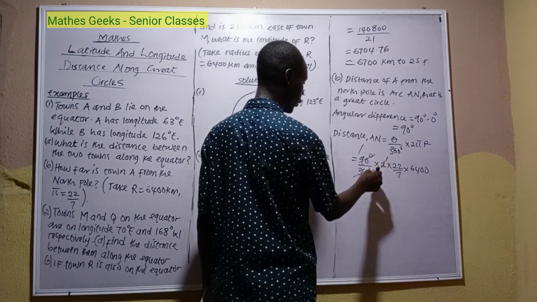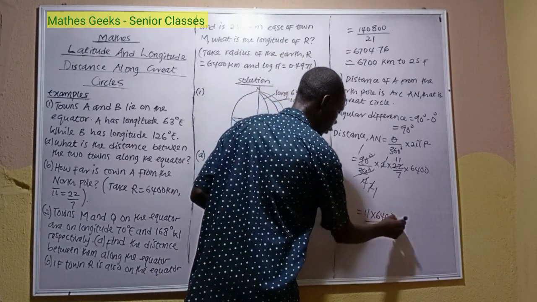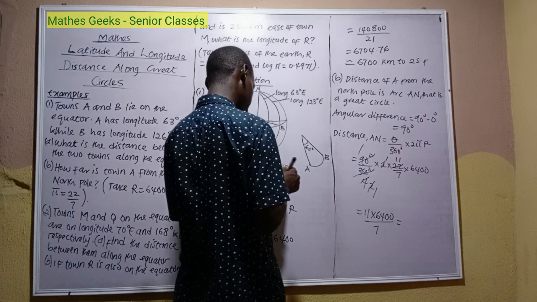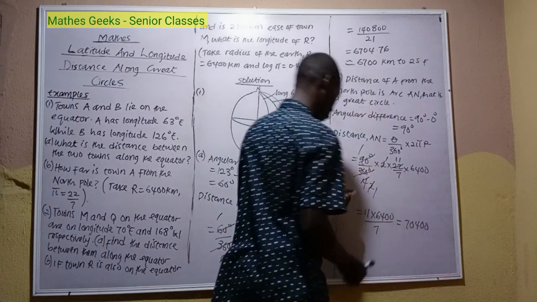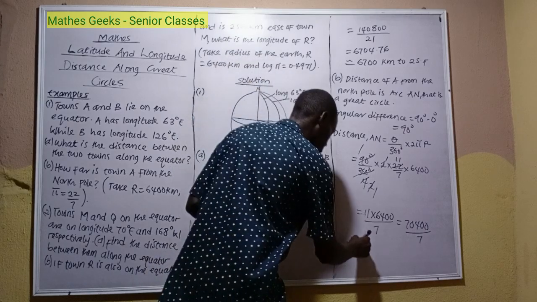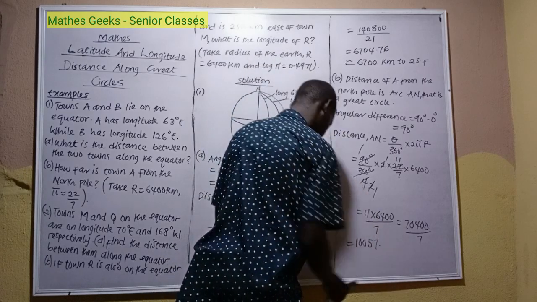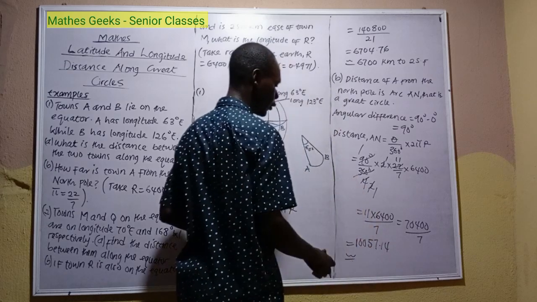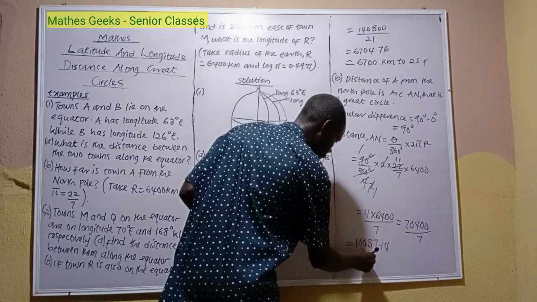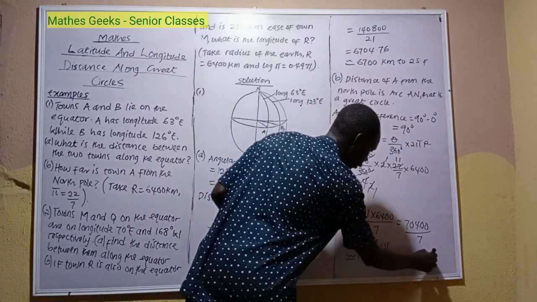90 here, 4. 2 here, 1, 2 here, 2, 2 here, 1, 2 here, 11. So you have 11 times 6,400 divided by 7. 11 times 6,400 is 70,400, divided by 7. That is 10,057.14 approximately. So to two significant figures, that will give me 10,000 kilometers to two significant figures.